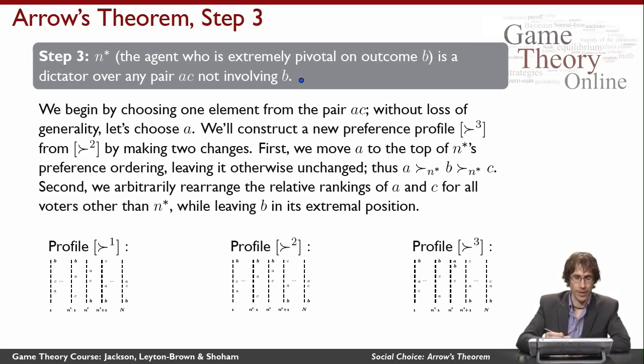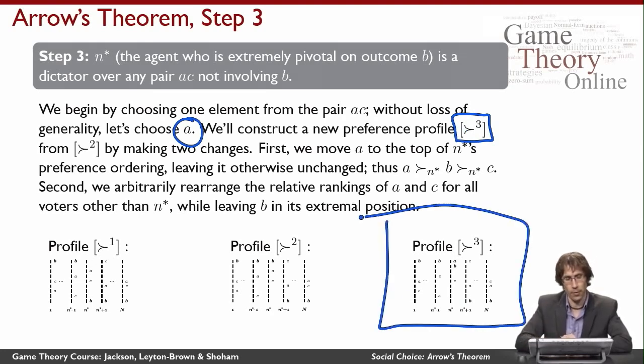Well, we're going to begin by choosing one of the two elements from the pair, and let's call the one that we choose A. So now I'm going to construct a new preference profile, pref3, which differs from pref2 in 2 ways. First of all, I'm going to move A to the very top of n star's preference ordering, leaving everything else unchanged. So I'm going to take A wherever it was here, and I'm going to move it up to the top.